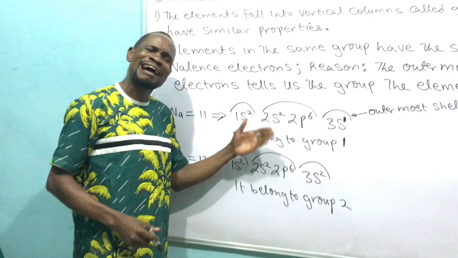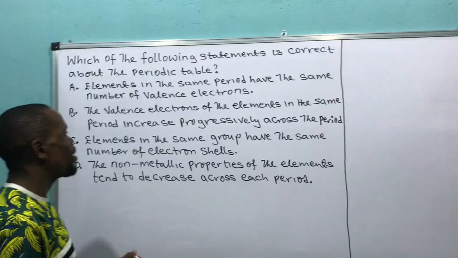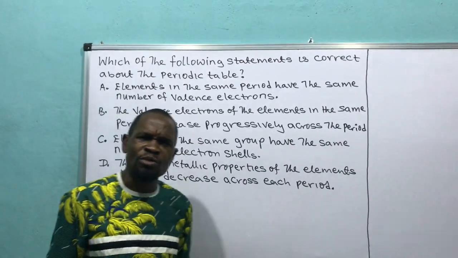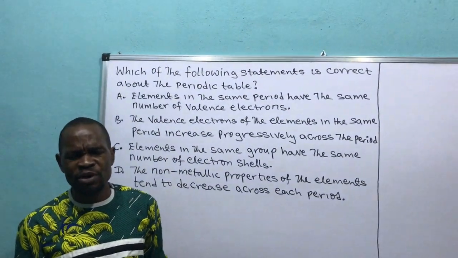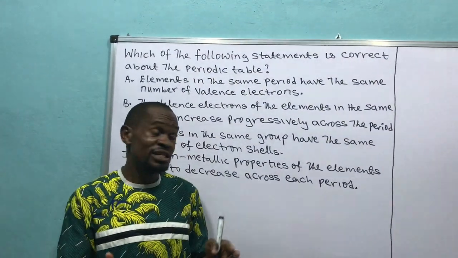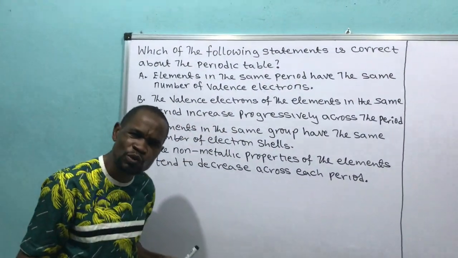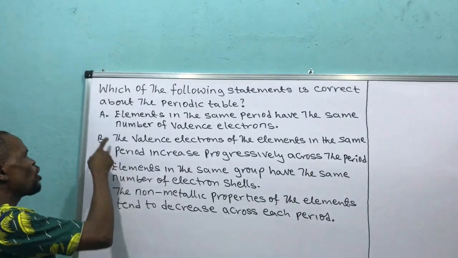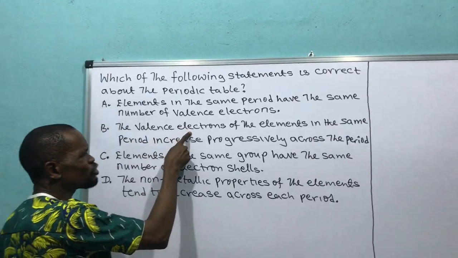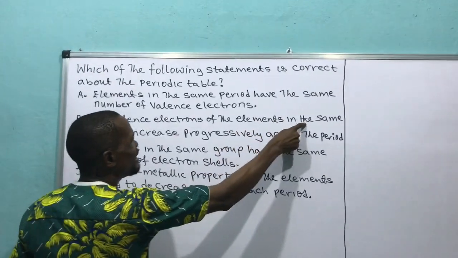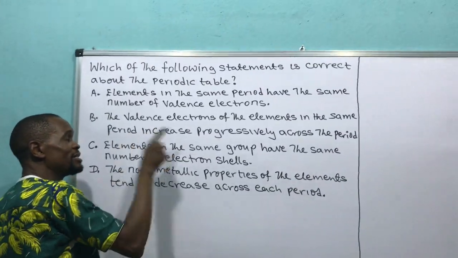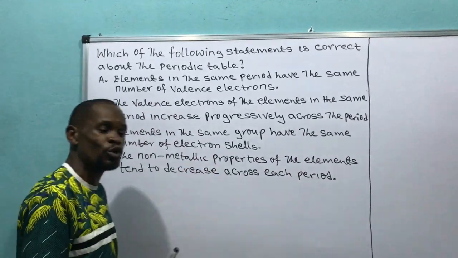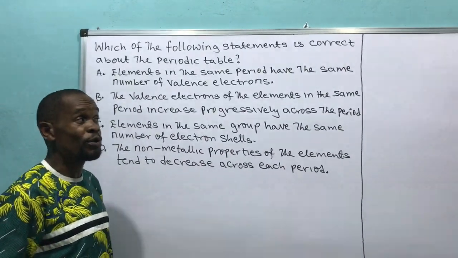So now we can answer our question. After we have gone through the characteristics of the periodic table, you can now answer this question without wasting time. Looking at the options given to us, we find that option B, the valency electron of the elements in the same period increases progressively across the period, just as we have studied in the properties of the periodic table.